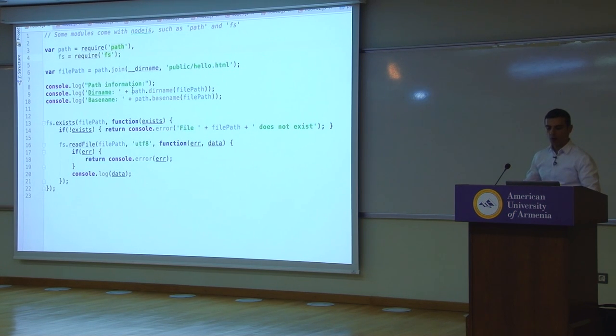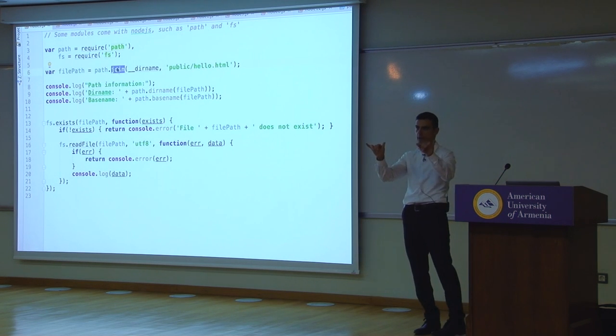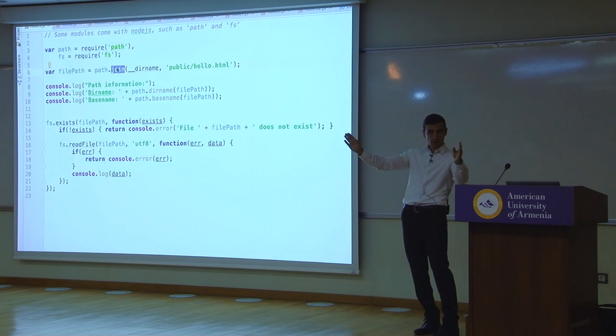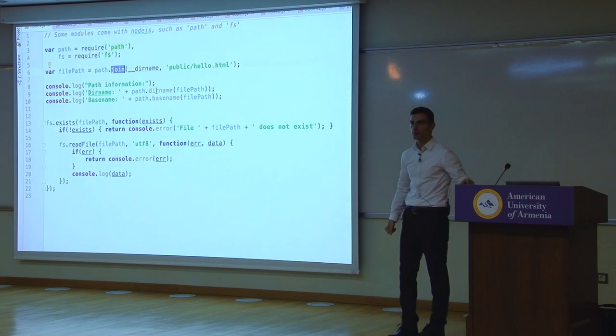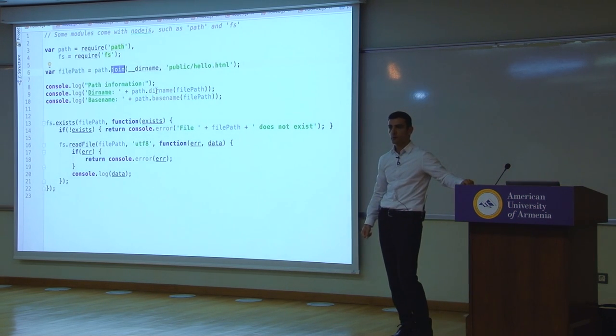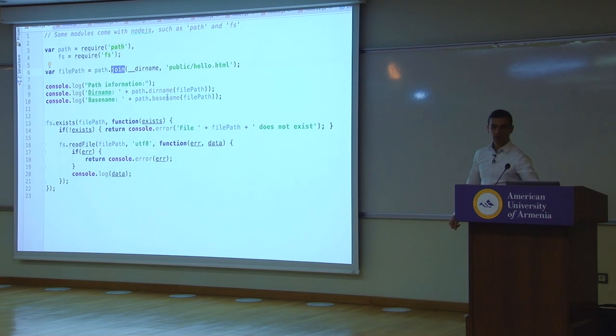The path object has various functions attached to it. One of the functions is join, which again, given two parts of a path, will put them together and make one long path. That part clear? There is a dir name. What do you suppose dir name will return? Directory name. Yeah. And base name? The name of the file, yeah.